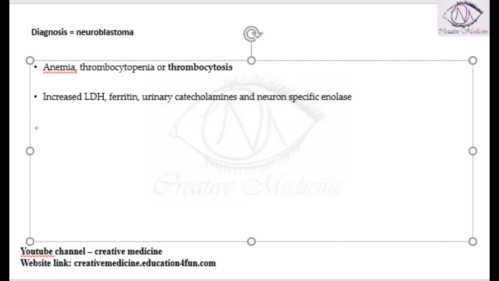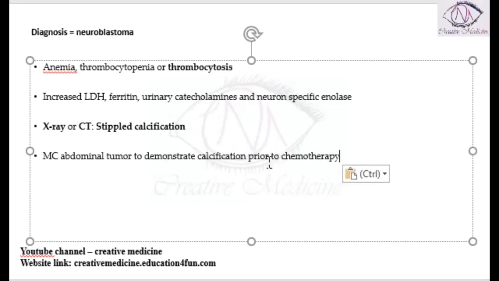If you do an X-ray or CT scan, we will see the presence of calcification, which is stippled calcification. In fact, neuroblastoma is the most common abdominal tumor which shows calcification before chemotherapy. Even prior to chemotherapy, calcification is demonstrated on X-ray or CT scan in neuroblastoma.